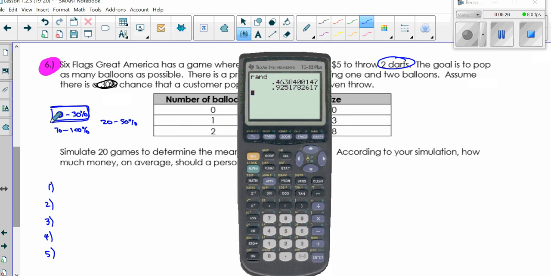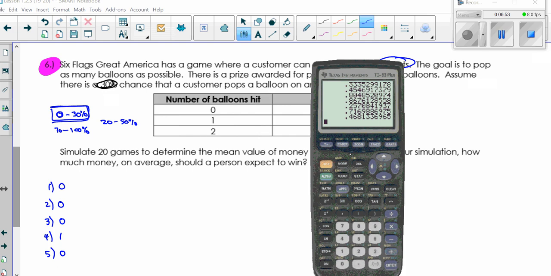And I'm going to look between 0 and 30 just because, again, I think that's the easiest window to look between. Okay, so notice neither of those are between 0 and 30, so that means that they popped 0 balloons. So if I go 1, 2, both of these are not between 0 and 30, so again, popped 0 balloons. And the next 2, they're both not between 0 and 30, so we're striking out right now. So popped 0 balloons. And the next 2 popped 1 balloon. And then the next 2 popped 0 balloons.